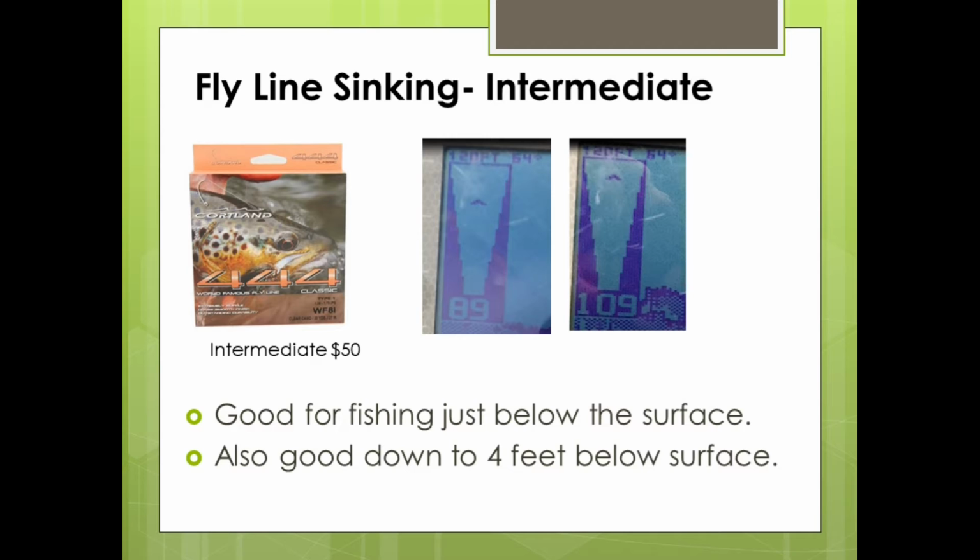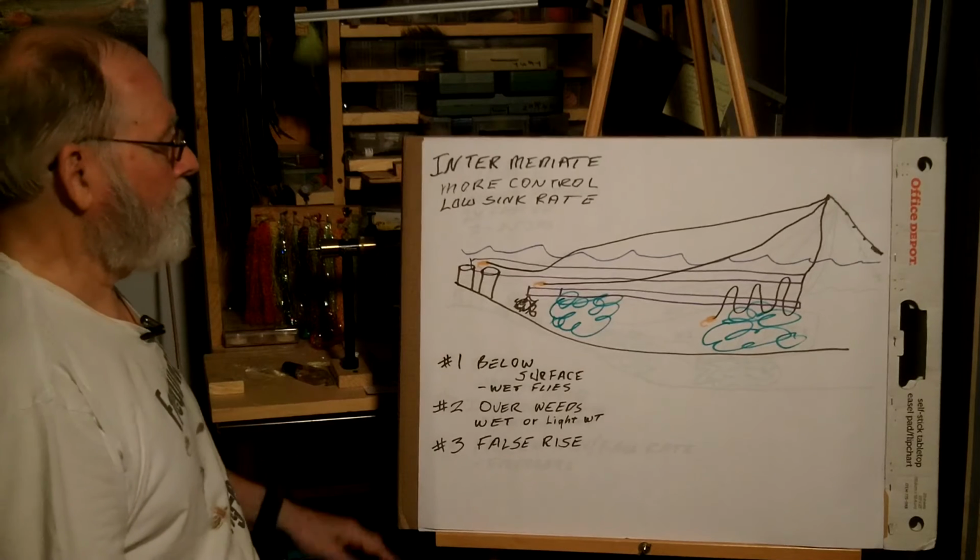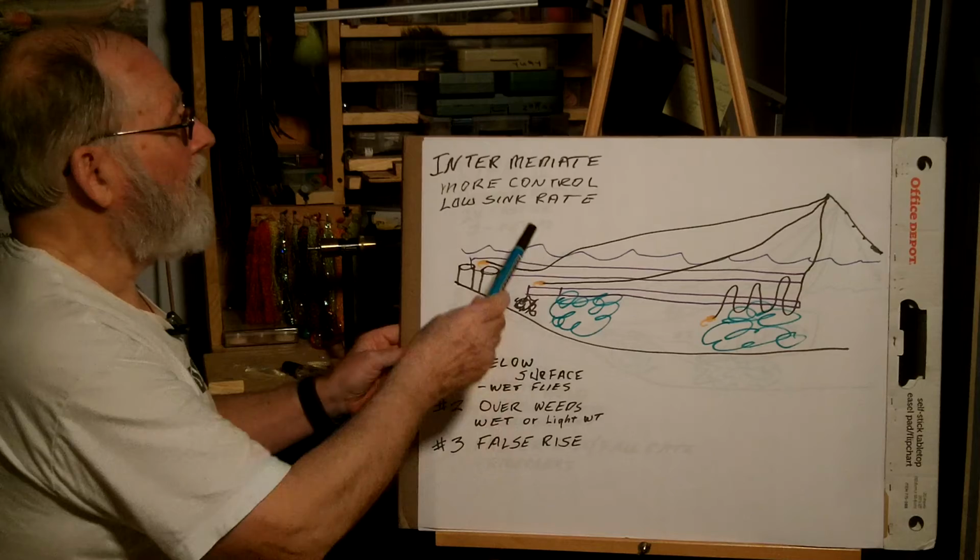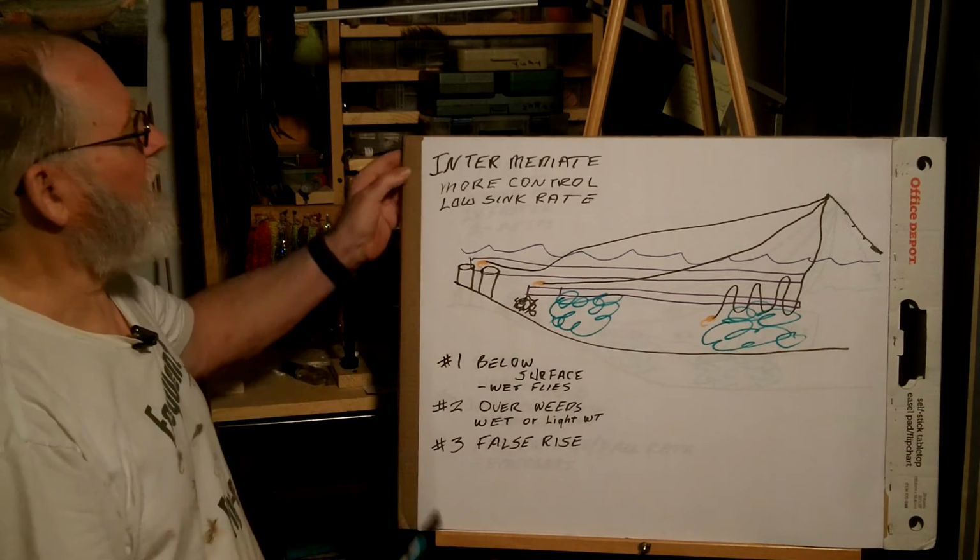Fly line selection, sinking line, intermediate. Intermediate is good for fishing just below the surface. Also, it's good to about 4 feet below the surface. Let's take a closer look at intermediate line. Now let's look at intermediate line.